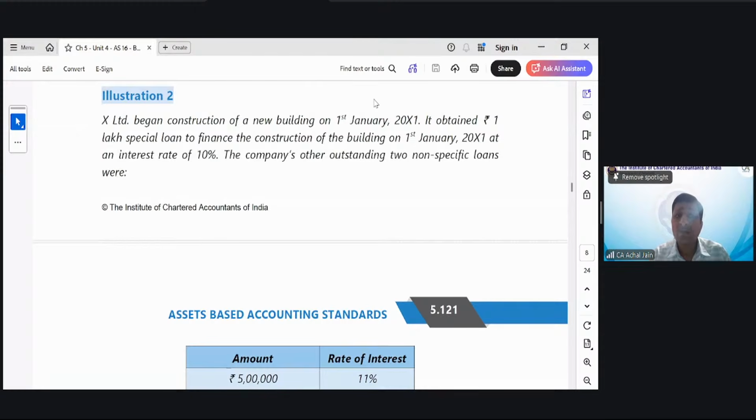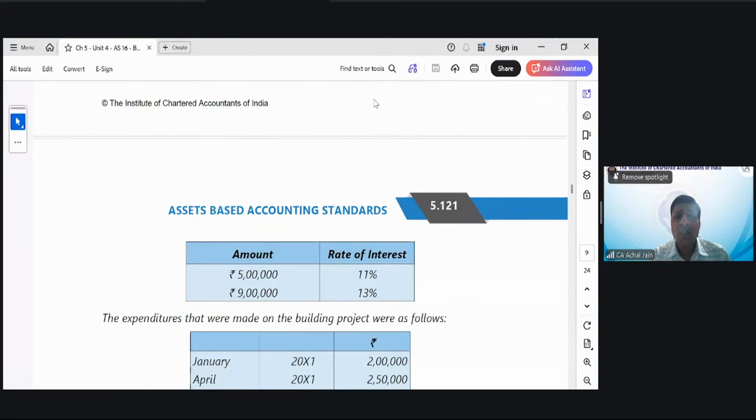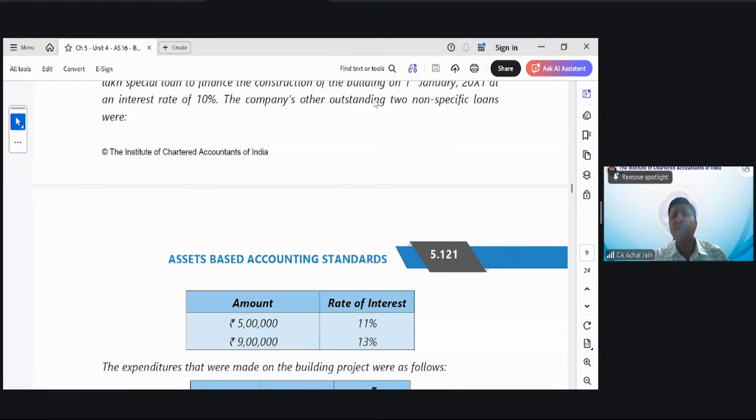So we have got three loans. Specific loan at the rate 10%. And can you tell me the nature of these two non-specific loans? What do you call them as? General purpose borrowing. Correct? These are the general borrowings.